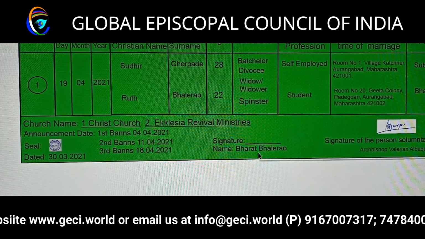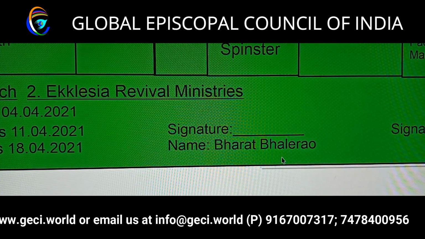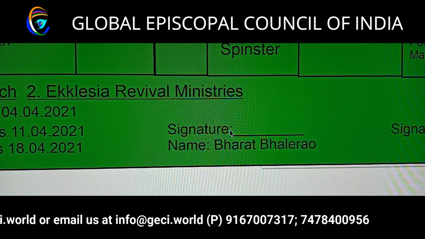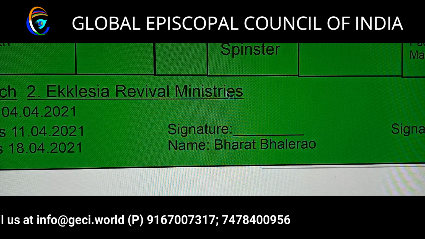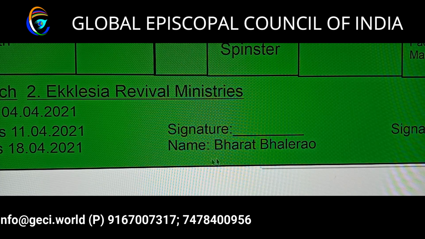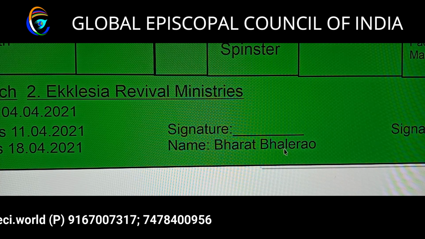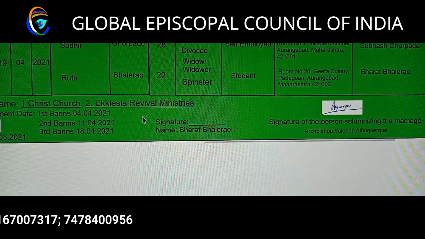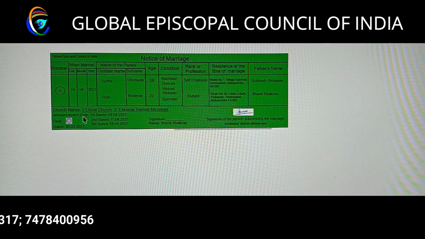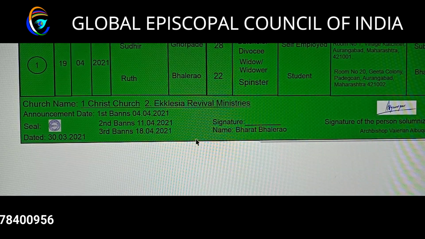Okay, after that comes the next column which you find on the register, the signature and the name of the person who has issued this particular notice. So in this case the girl's father had come, so I had mentioned the girl's father's name, Bharat Balera, and he has to sign over here. Okay, now the older register, for all those who have previously taken ordination, the notice of marriage does not have this particular column. So you have to write it over there.